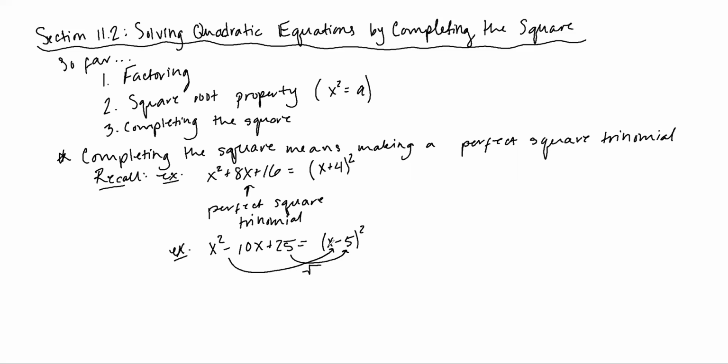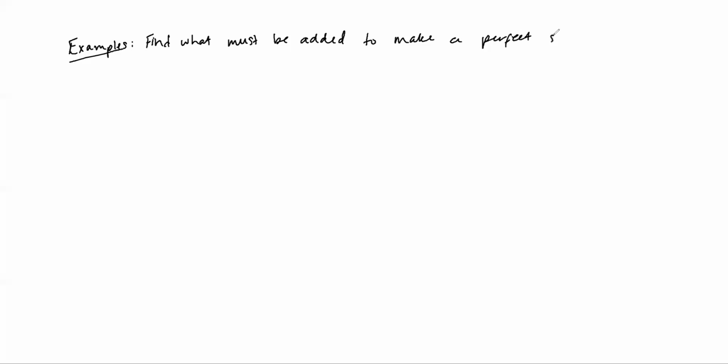Now let's go ahead and look at some examples. Couple of different examples here. The first two, what we're told to do is we're going to find what must be added to make a perfect square trinomial. Then factor.